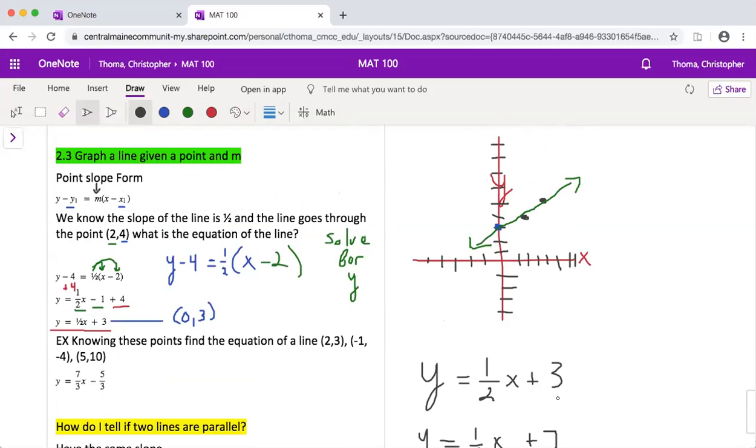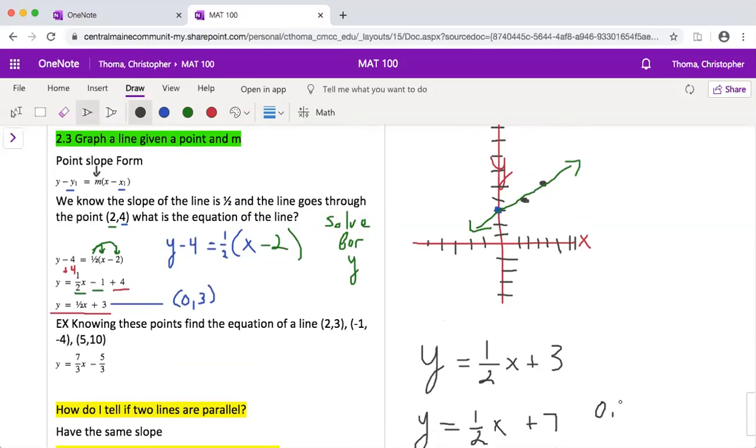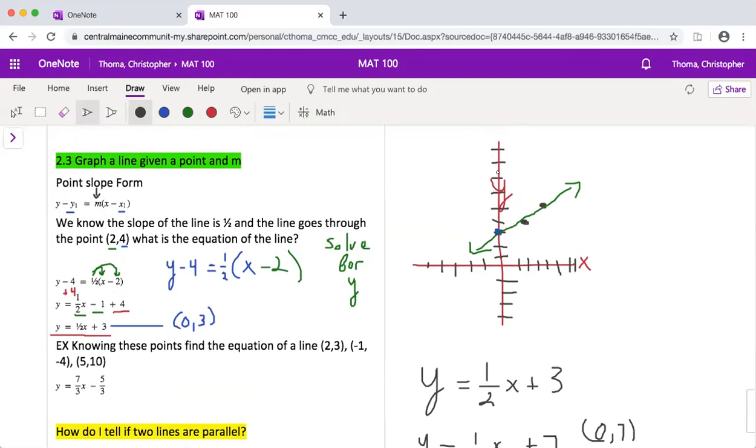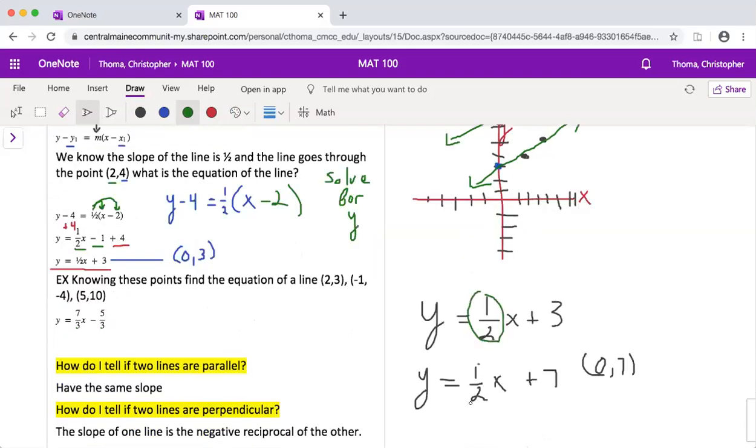So remember, the 7 is my y-intercept, so that is the point (0, 7). So I come up here to 7. So 1, 2, 3, 4, 5, 6, 7. Yeah, right there. And my slope's still 1/2, so I go up 1 over 2. Up 1 over 2. And there is my parallel line. Two lines being parallel means they never cross, and they can never cross if they have the same slope.